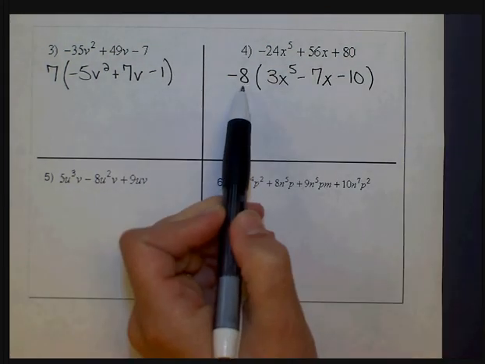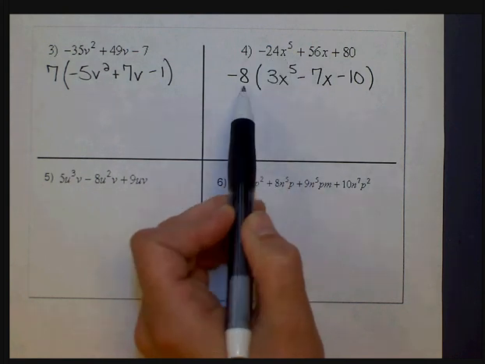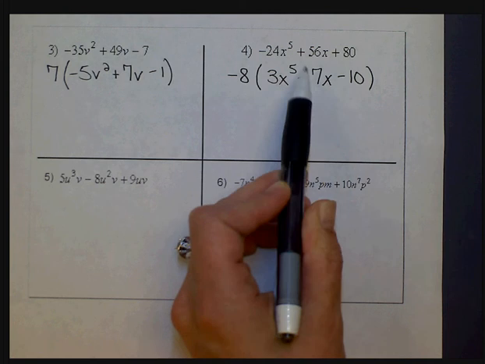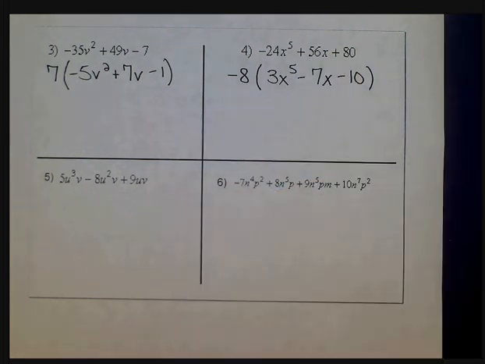So if I distribute this, -8 times 3x to the 5th is -24x to the 5th. -8 times -7x is a +56x. And -8 times a -10 is a +80.